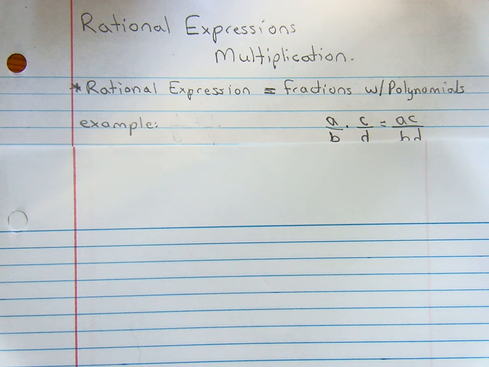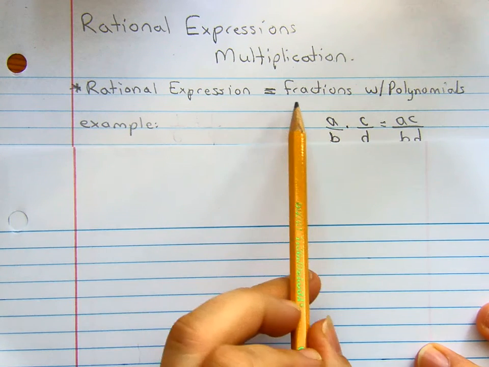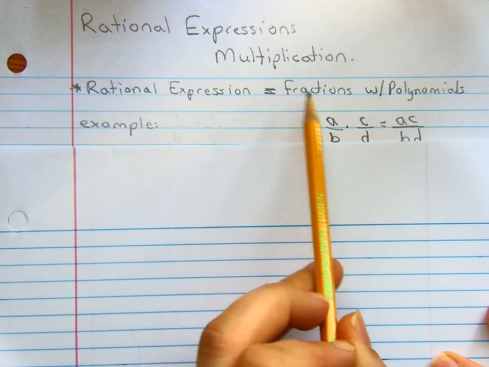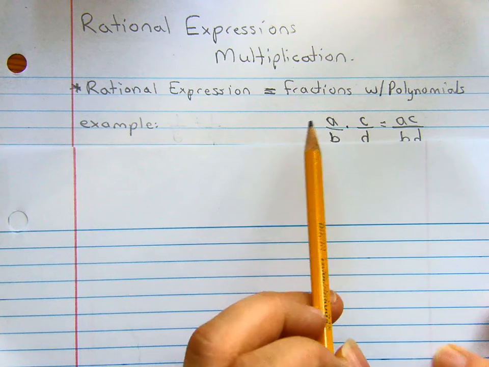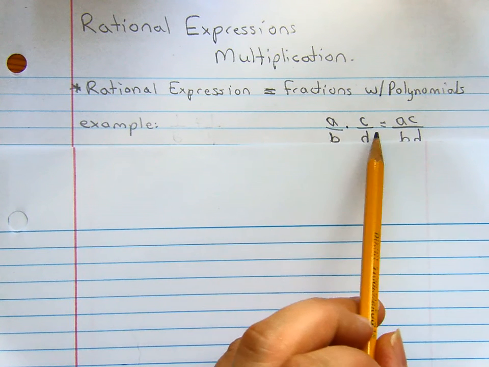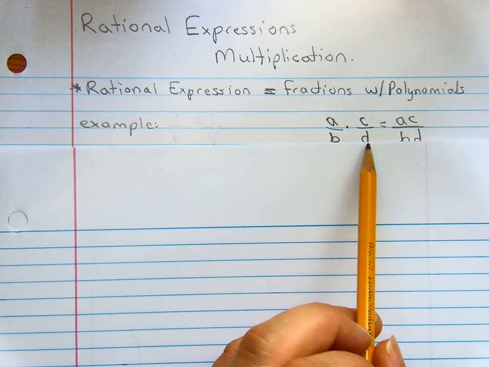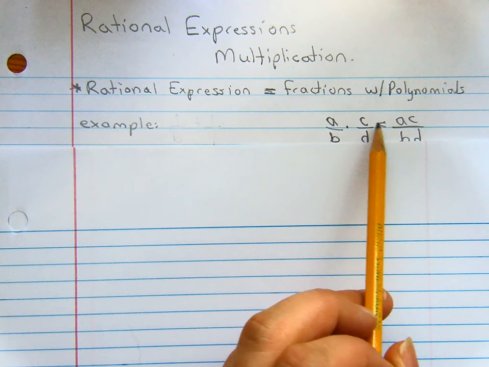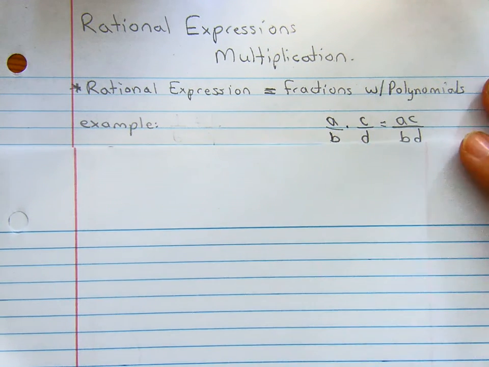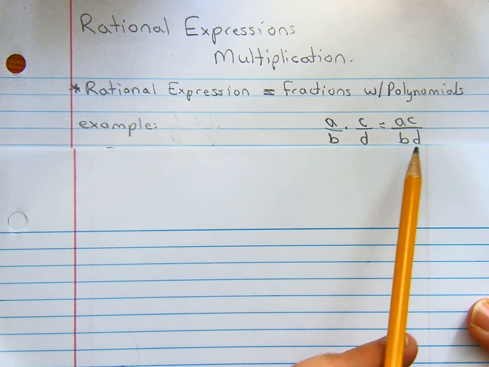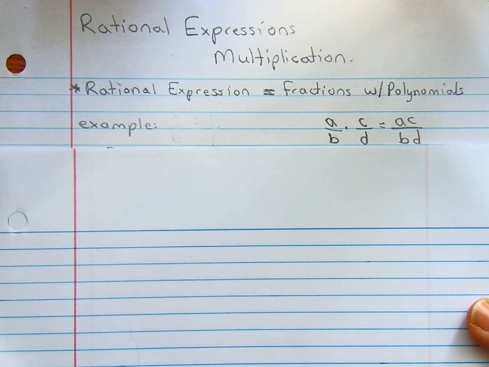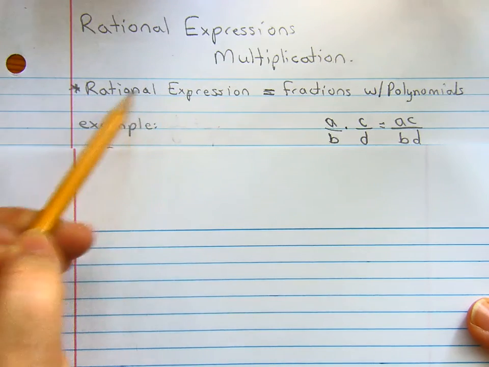So today for notes, we're doing rational expressions multiplication. When you have rational expressions, basically you still need to remember that's another word for fractions with polynomials. And so it's important to remember that when you work with fractions and are multiplying fractions, the rule applies that you multiply your numerators and multiply your denominators together.